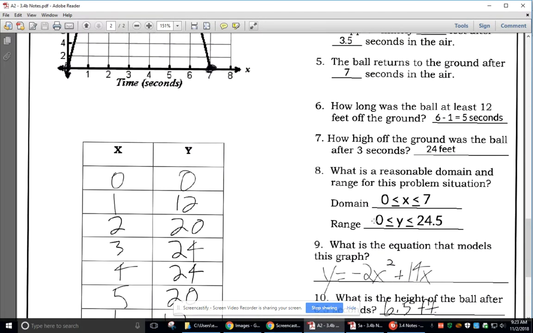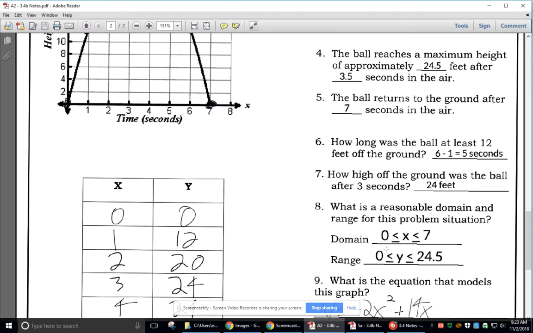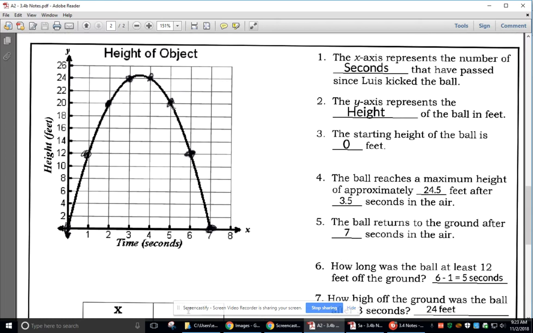But yeah, that's all I have to say about this. Oh, I skipped number 8. So it's not all I have to say about this. The domain was 0 to 7 because it was off the ground for 7 seconds. The range was 0 to 24.5 because that was the highest point, 24.5, and 0 is the lowest point.